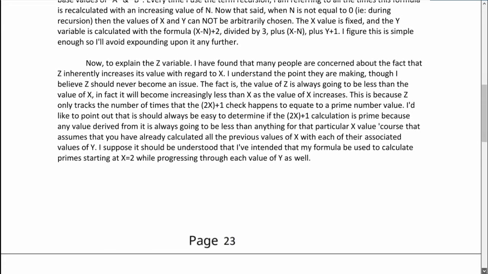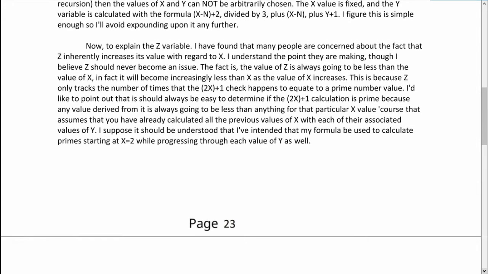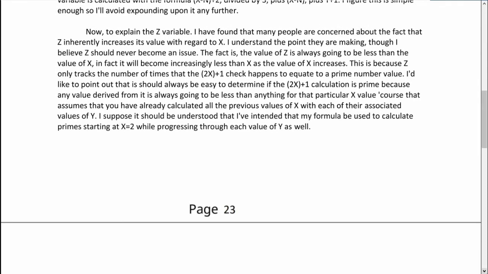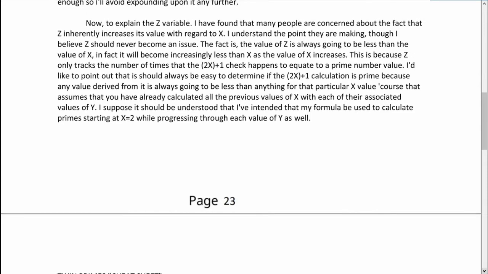Now to explain the z variable. I have found that many people are concerned that the fact that z inherently increases its value with regard to x. I understand the point they are making, though I believe z should never become an issue. The fact is, the value of z is always going to be less than the value of x. In fact, it will become increasingly less than x as the value of x increases. This is because z only tracks the number of times that the 2x plus 1 check happens to equate to a prime number value.